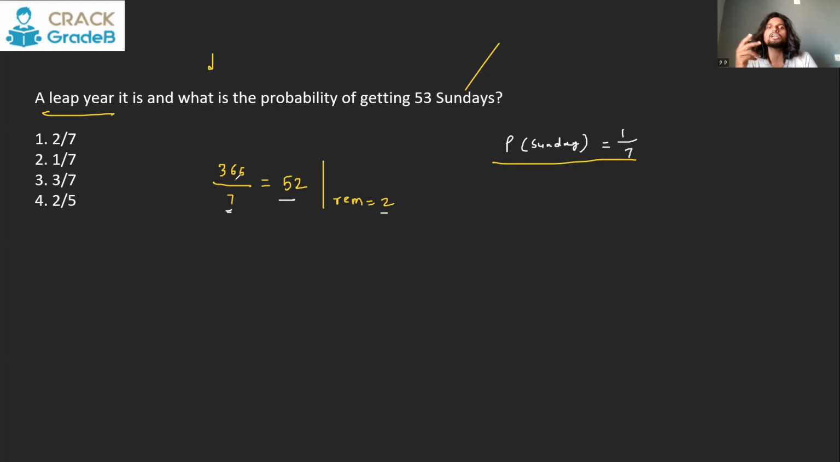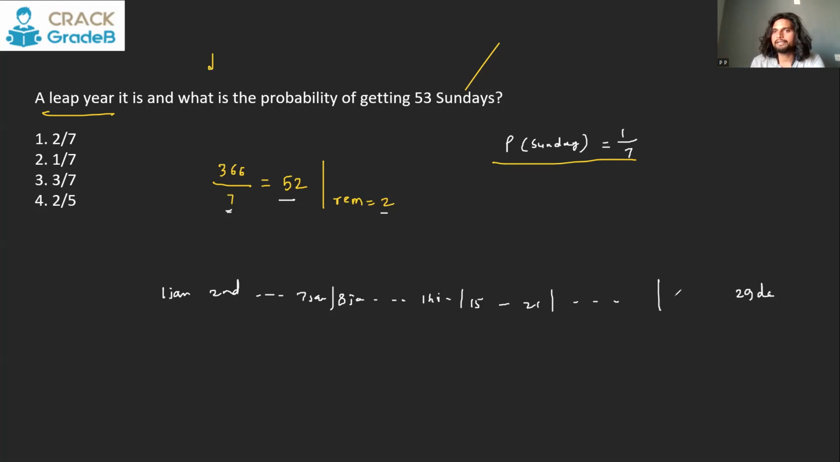But because there are 2 extra days, whatever the first 2 days are... so 1st January to 7th January, then comes the 8th January to 14th January. This is how the weeks are formed. 15th to 21st and so on. In the last, the 52nd week is going to end at 29th December. And then there will be a remainder of 2 extra days. So 30th and 31st December will appear after these complete 52 weeks are done.